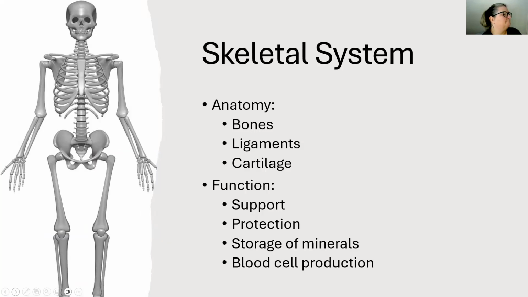Okay? The skeletal system. The skeletal system is comprised of bones, ligaments, and cartilage. That, of course, helps to support us. Because if we didn't have our skeletal system, we'd just be a big pile of goo on the floor. Protect our internal organs. Bones store minerals and is also the site of blood cell production. So the skeletal system does quite a bit more than people think it does.